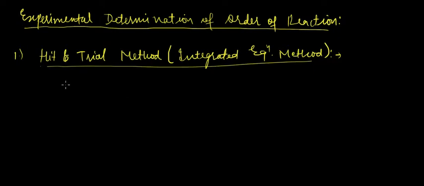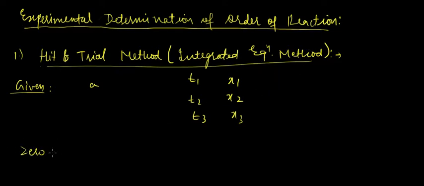So you have been given the initial concentration a, and after, let's say, time t1, t2 and t3, you find the concentration as m1, m2 and m3. So better, let's say x1, x2 and x3, because we have been using the same variable, for consistency's sake. So if it's a zero order reaction, then we will have x as kt.